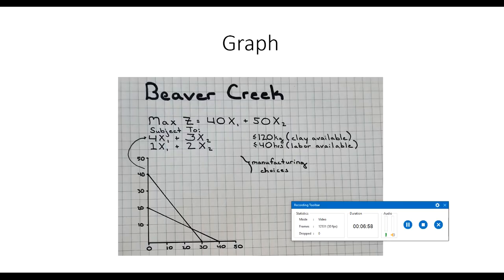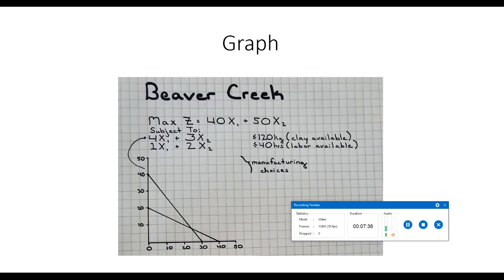I've done that here. The first one, if we allow x2 to equal 0, x1 is equal to 30. If we allow x1 to equal 0, x2 is equal to 40 for constraint number 1. That is the topmost line. We repeat that one more time. If we allow x2 equal to 0 with constraint number 2, x1 is equal to 40. And if we allow x1 equal to 0, x2 is equal to 20.